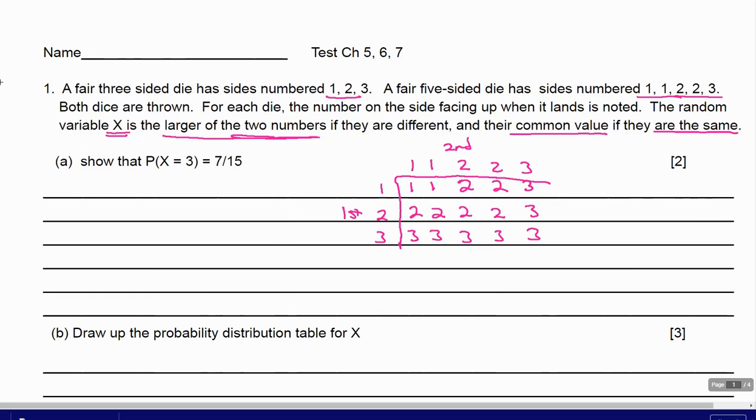Right? Now, how many possible outcomes do I have? And how many of them are 3? 1, 2, 3, 4, 5, 6, 7. This right here is a method for showing the probability is 7 over 15. Does that make sense? Now, there are other ways to do this, but this is perfectly fine as far as a method.